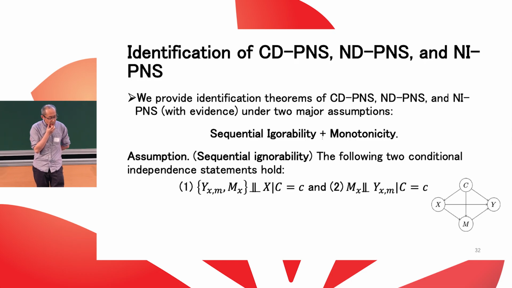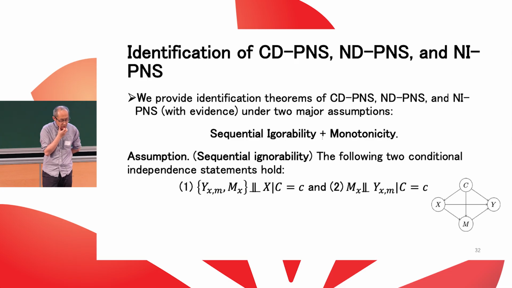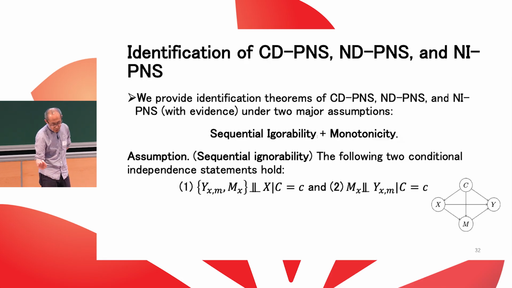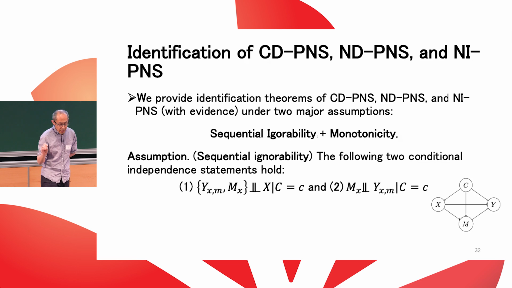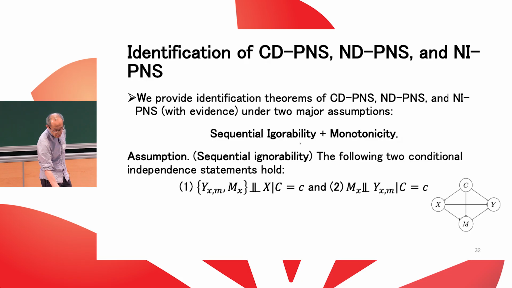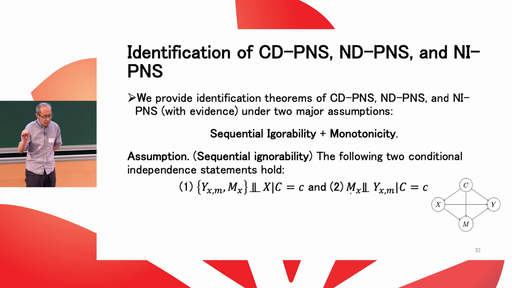And finally, we showed that we could provide identification conditions for these new quantities we have defined. Their assumptions essentially follow the standard assumptions in the literature. In the causal mediation analysis literature, they typically assume the so-called sequential ignorability assumption. It's two conditional independence statements among counterfactuals.